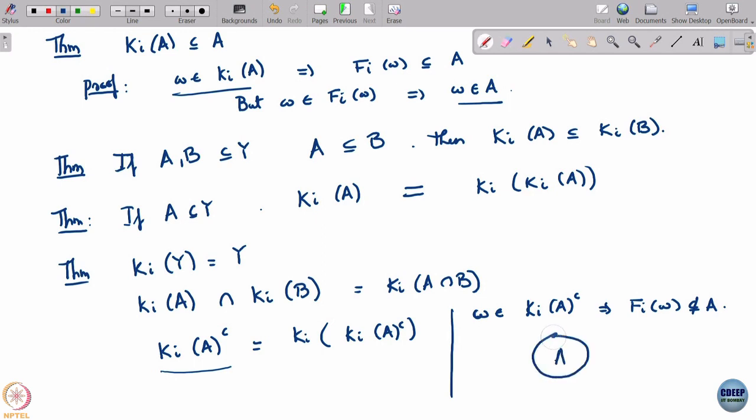So you have your A, and then you have your Fi of omega. Fi of omega is not a subset of A. That means it has some elements which are outside. Now these elements which are outside are therefore elements of A complement. So ki of A is a subset of A, so ki of A complement is a superset of it. I think it should follow from the first one. I'll just have to write it out properly. So ki of A is a subset of A, which means this complement is a superset of A complement.